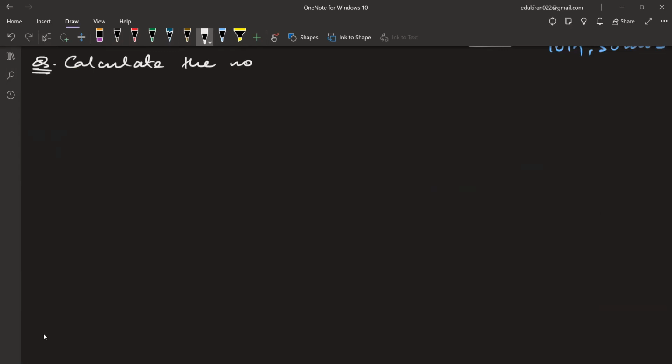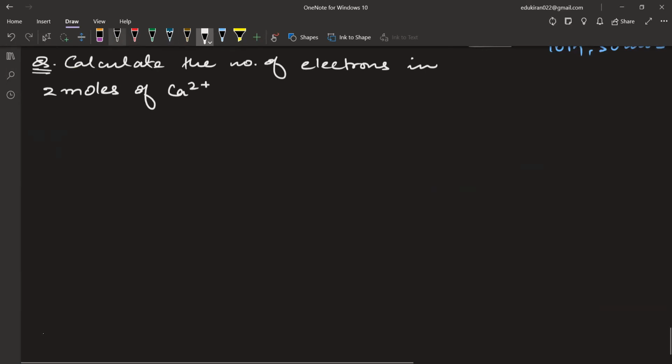Calculate the number of electrons in 2 moles of Ca2+. 2 moles of Ca2+. Okay. So in this type of question, the answer is very simple.